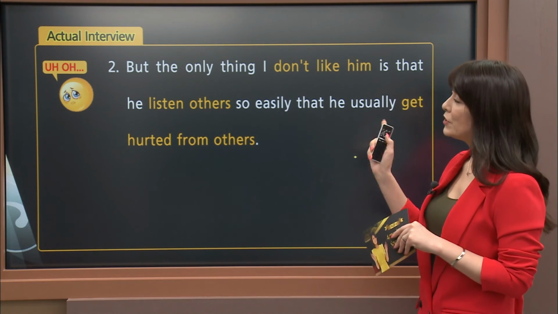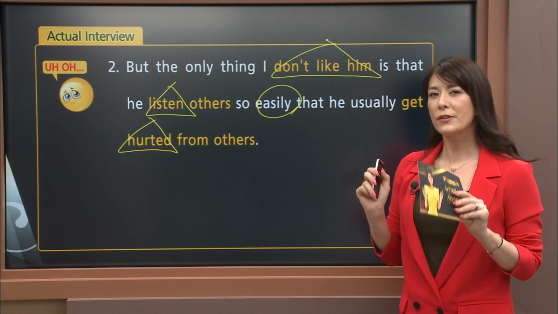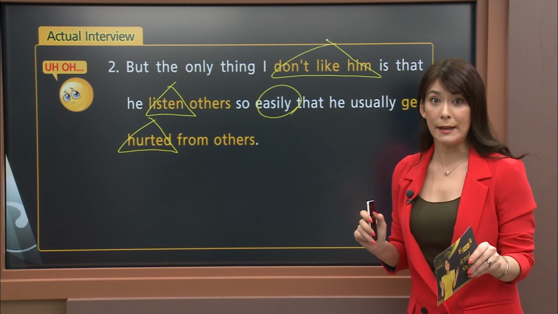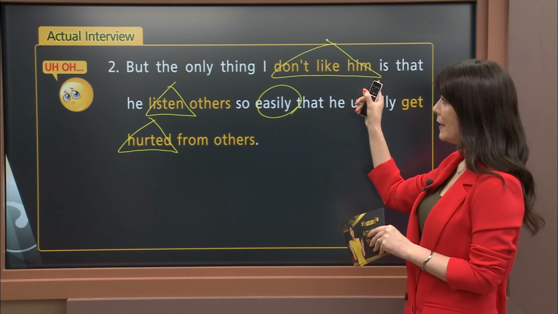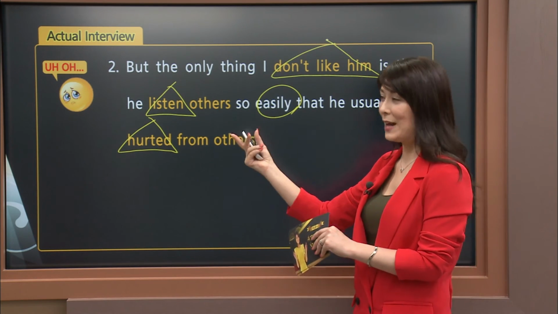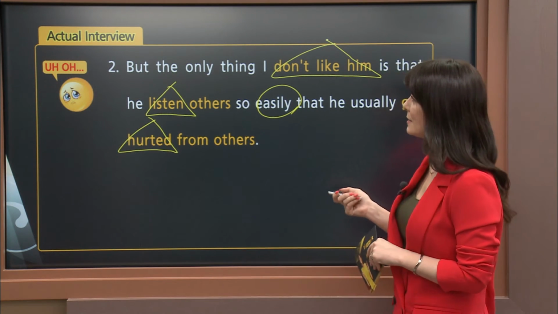Another small mistake, she said, "But the only thing I don't like him is that he listens others so easily that he usually get hurted from others." Now the words I want to focus on here are "hurted," "listen," and up here, "don't like him." This whole thing. You're saying that, of course, you like him, but there's something you don't like about him. So that should be fixed. Also, he listens to others. And what about this, "hurted"? Let's check out how we should fix this.